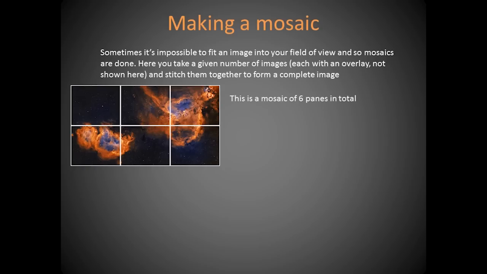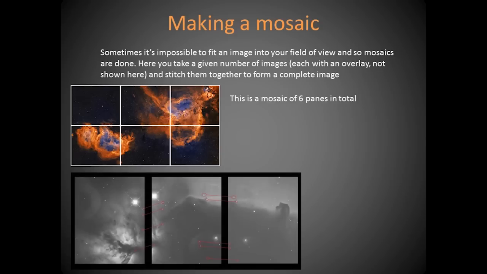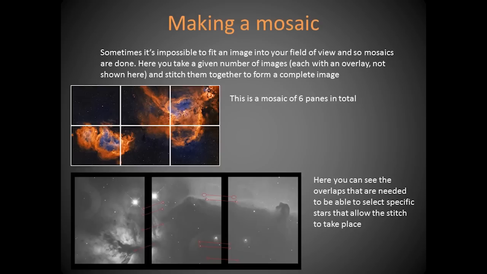What this doesn't show here is the overlap, but basically you take your 6 panes and then you stitch them together. Anybody who does anything with photography, and maybe panoramic shots, will probably have come across stitching. And here is a different example. This was only a 3-pane mosaic, but it gives you an idea of how you stitch things together. You need an overlap because it will register the stars on the image on the right, for example the actual horse head, with the image in the middle, and that's how it stitches it all together.